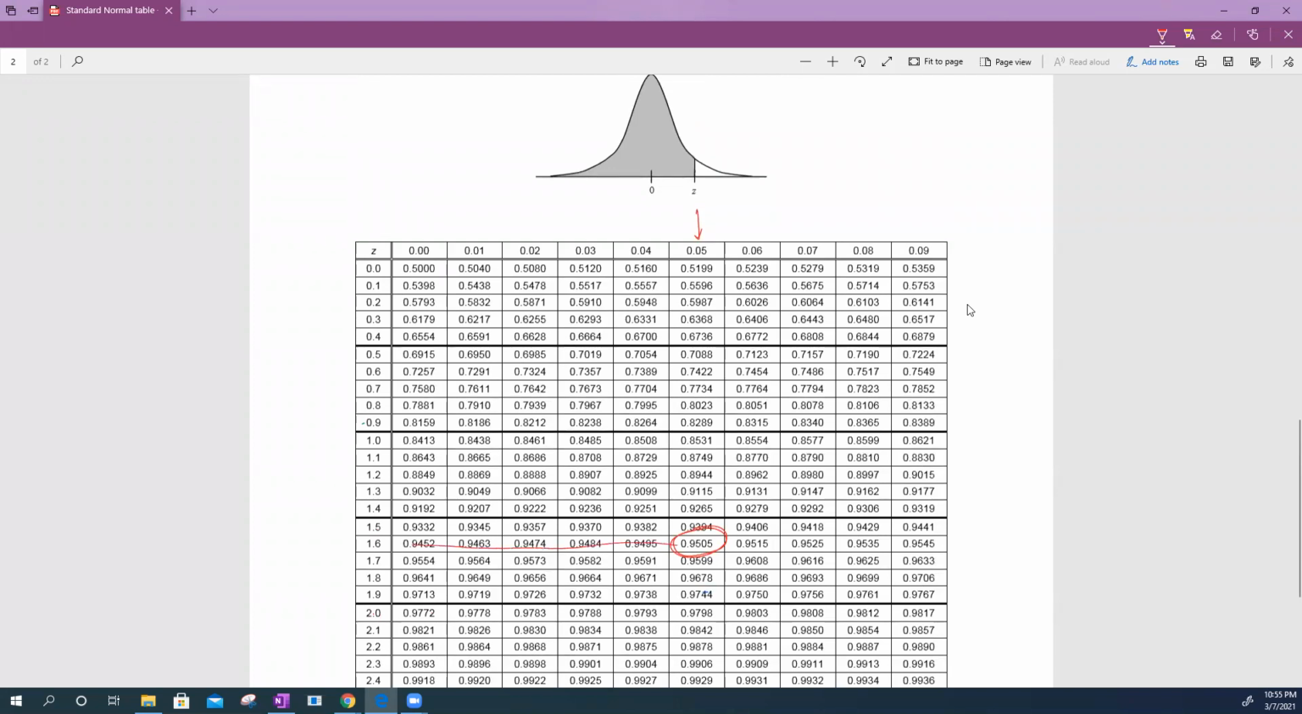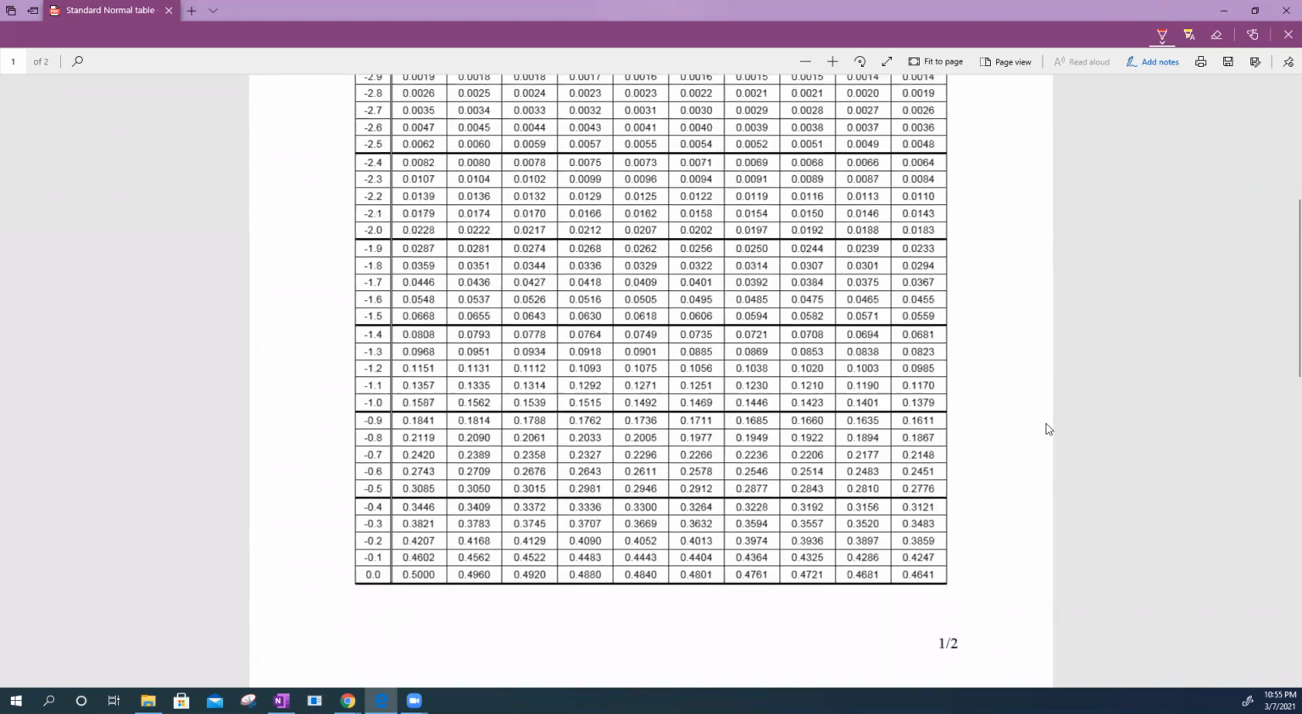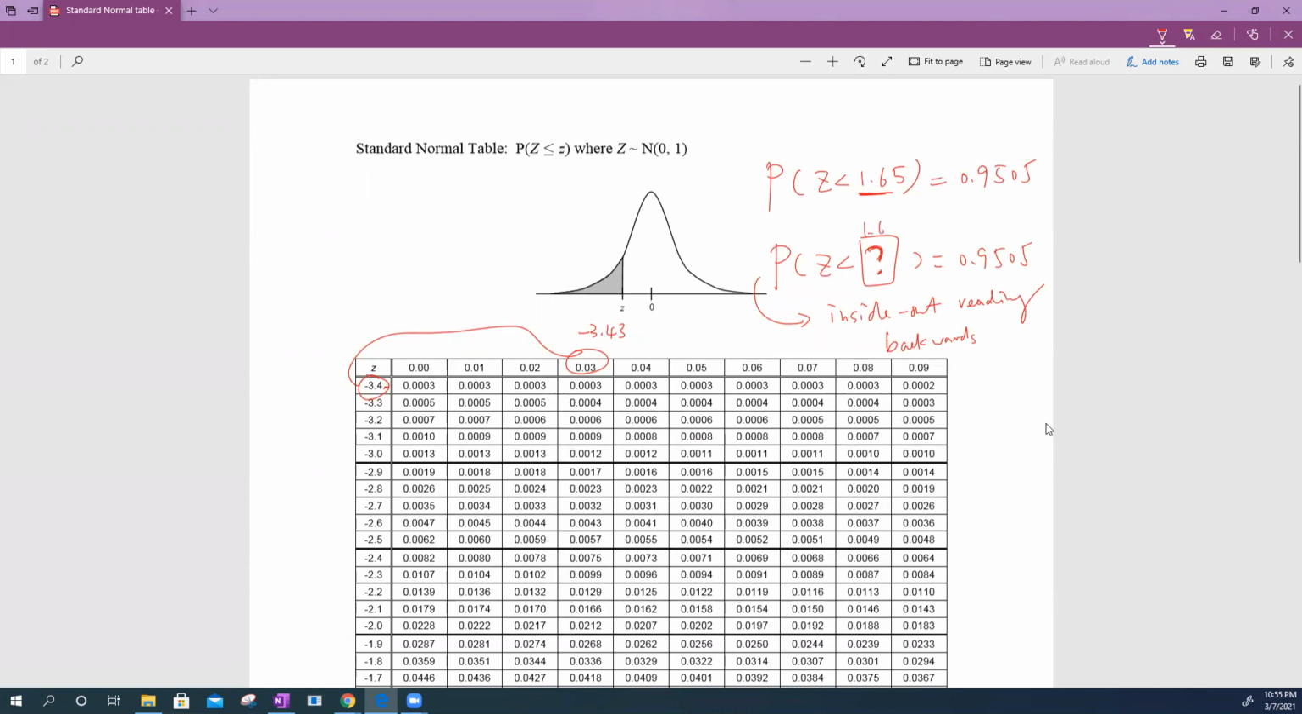So we go to the left and circle 1.6. And then we go to the top and circle 0.05. And that tells us the reading is 1.65. And then we write down 1.65. So probability of z smaller than what? Smaller than 1.65 equals 0.9505.